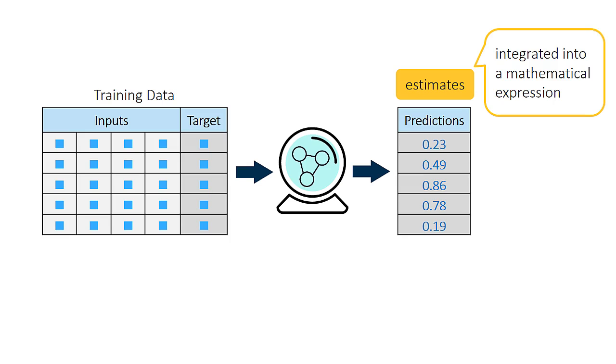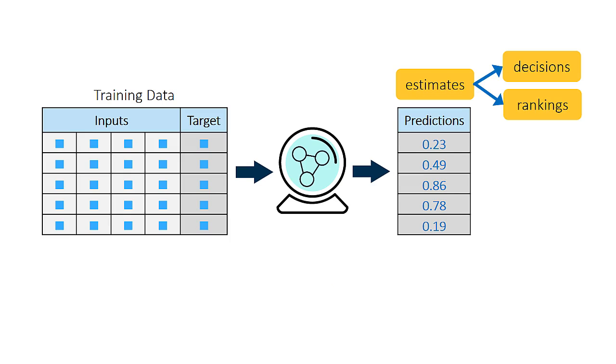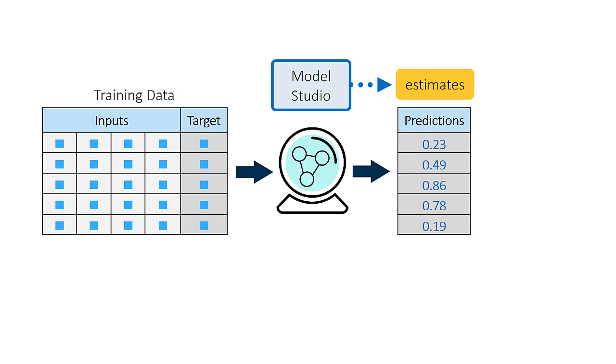Prediction estimates are most commonly used when their values are integrated into a mathematical expression. An example is 2-stage modeling, where the probability of an event is combined with an estimate of profit or loss to form an estimate of unconditional expected profit or loss. Prediction estimates are also useful when you are not certain about the ultimate application of the model. Estimate predictions are versatile because they can be transformed into both decisions and ranking predictions. Thus, if you are not sure which type of prediction to use, it is best to go with estimates. In Model Studio, most types of models can be configured to produce estimate predictions.